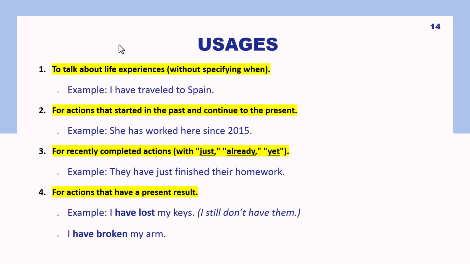Or the next example, I have broken my arm. So you go to visit your cousin or your classmate, and then you see that her arm is wrapped with some bandages or something. And then you say, what happened to you? He says, I have broken my arm. When? I don't know. The time is not important here. What matters the most is his arm, that it's not okay right now. So we can use present perfect tense to talk about actions that happened in the past but have a present result.